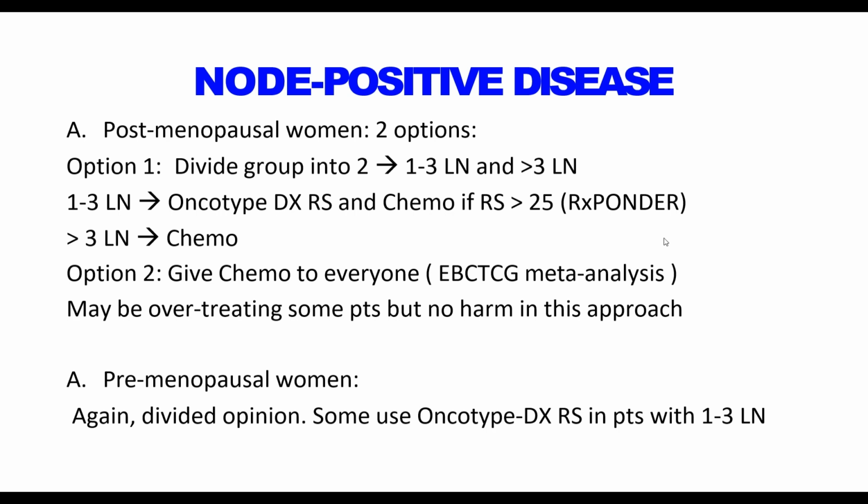In premenopausal women, again, the opinion is divided. Some use Oncotype DX based on the RxPONDER trial. Some use chemotherapy for everyone with node positive disease.